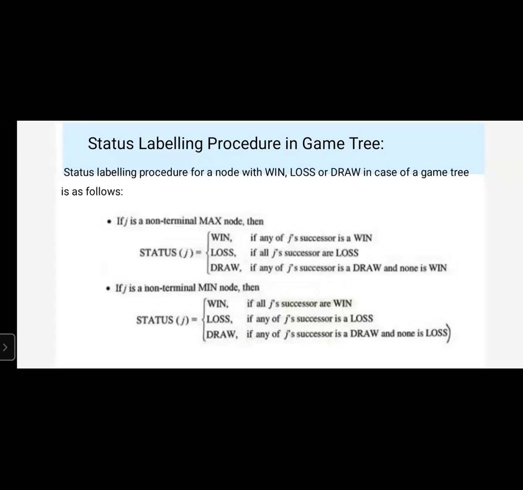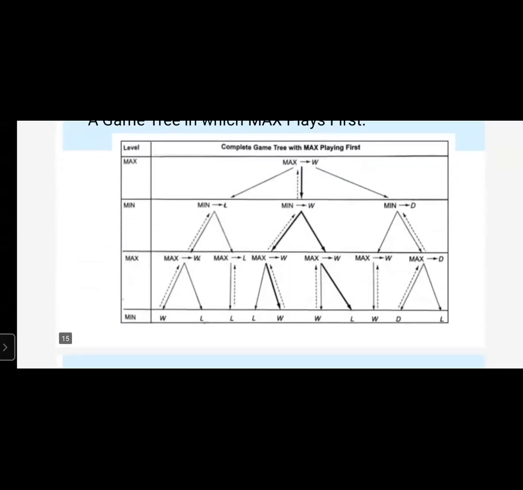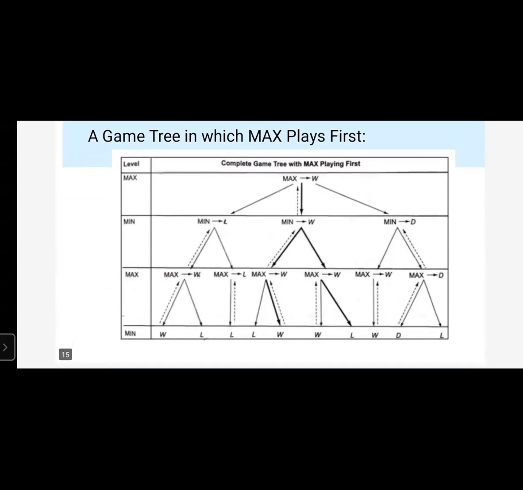Okay. Next, if J is a non-terminal min node, then when will J win? If all the J successors are win, then it will win. Next, if any of the J successors is a loss, then it will loss. And next, if any of the J successors is a draw and none is loss, then it will draw. Okay.